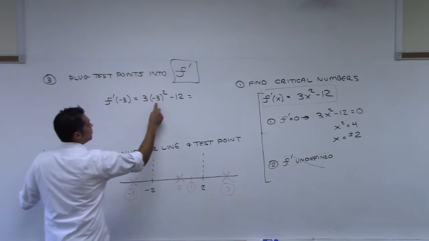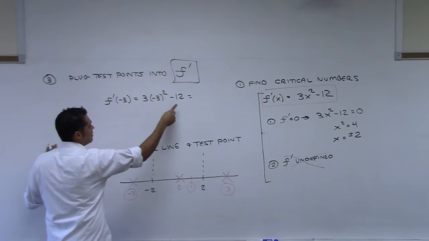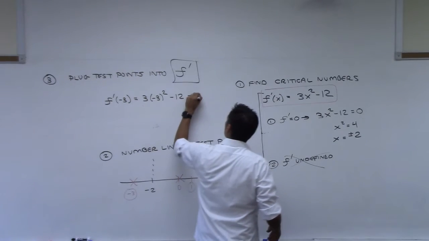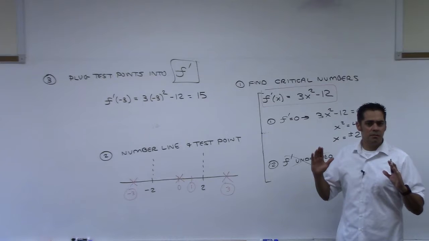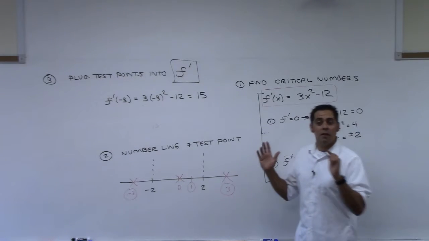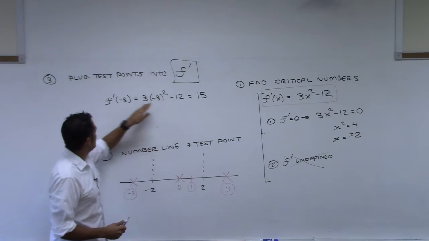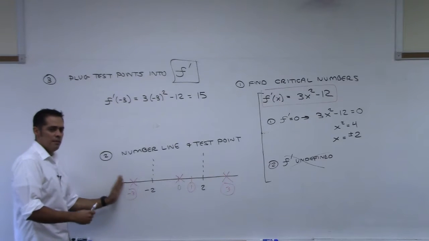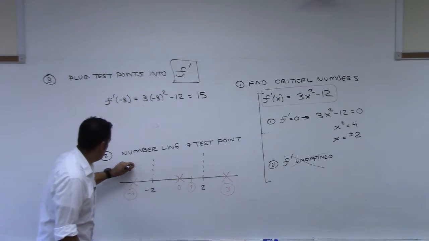-3 squared. Yep. 9. And then times 3 is 27. And then minus 12. 15. Yes? Yep. What do we really care about that answer? All we care about is that it's positive. Why? Because that tells me that the derivative here is positive, right? That means that when I'm over here, my derivative is positive.